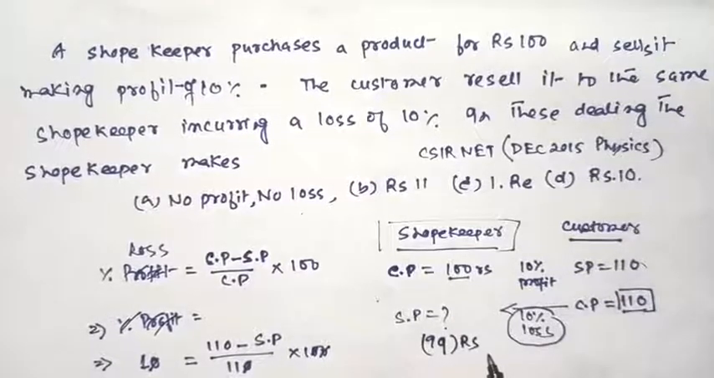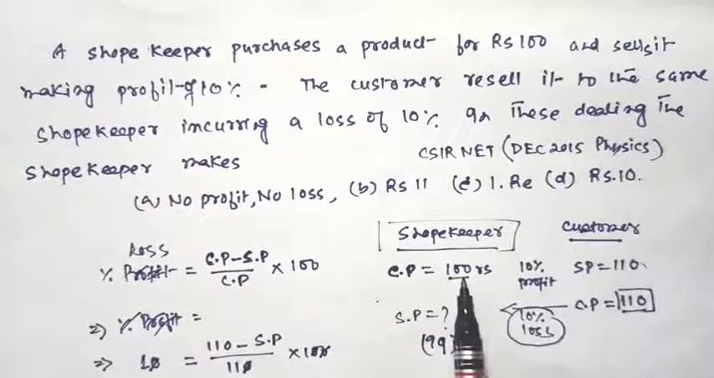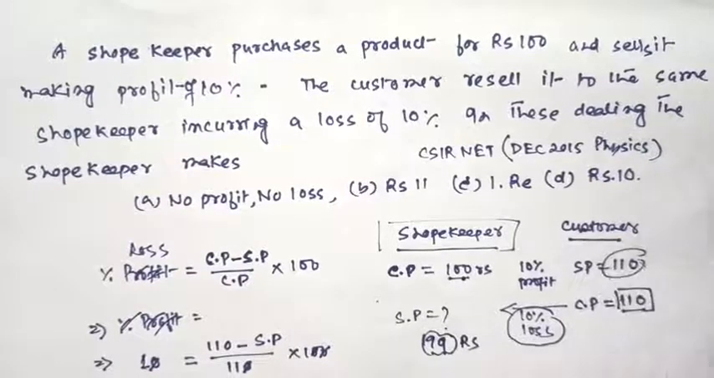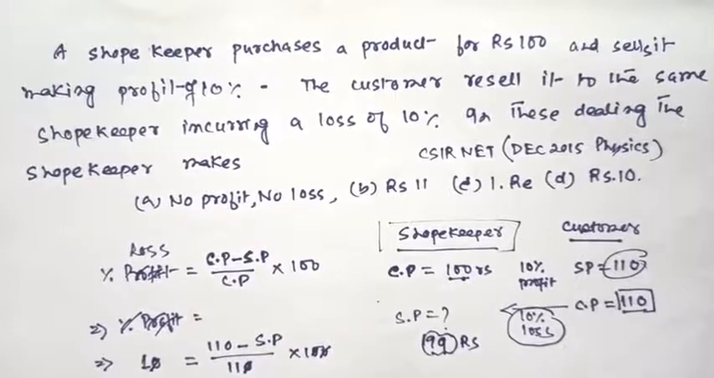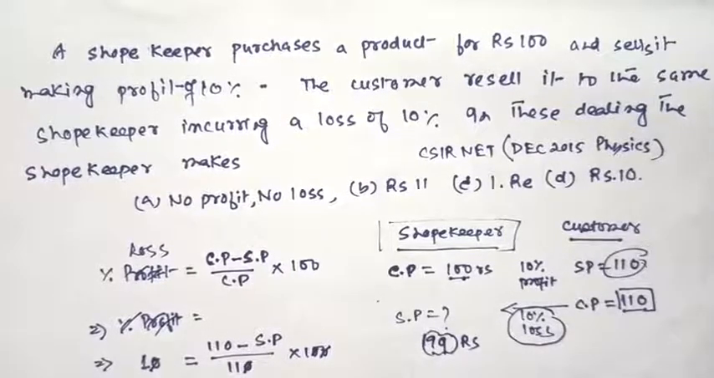So in total the shopkeeper will be in profit, because his cost price was 100 rupees. Again he is buying that object at 99 rupees. Okay, so total profit will be this 110 minus 99, equal to 11 rupees. So out of the 4 options, which option will be correct?